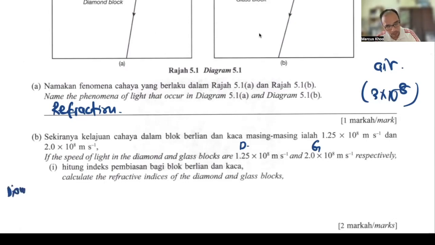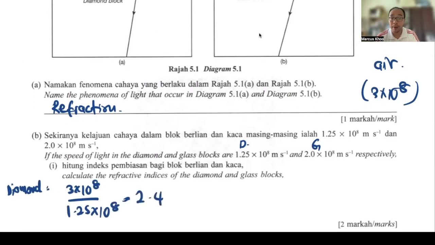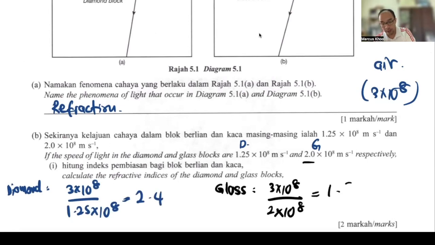So for diamond, the bigger number will be 3 times 10 to the power 8 over 1.25 times 10 to the power 8, which will give you 2.4. And remember, refractive index has no unit. For glass, same thing. Speed of light in the air must be on top, the bigger number must be on top. So 3 times 10 to the power 8 over 2 times 10 to the power of 8, 2.0, which will give you 1.5. Again, no units. Everybody notice that the refractive index must always be bigger than 1.